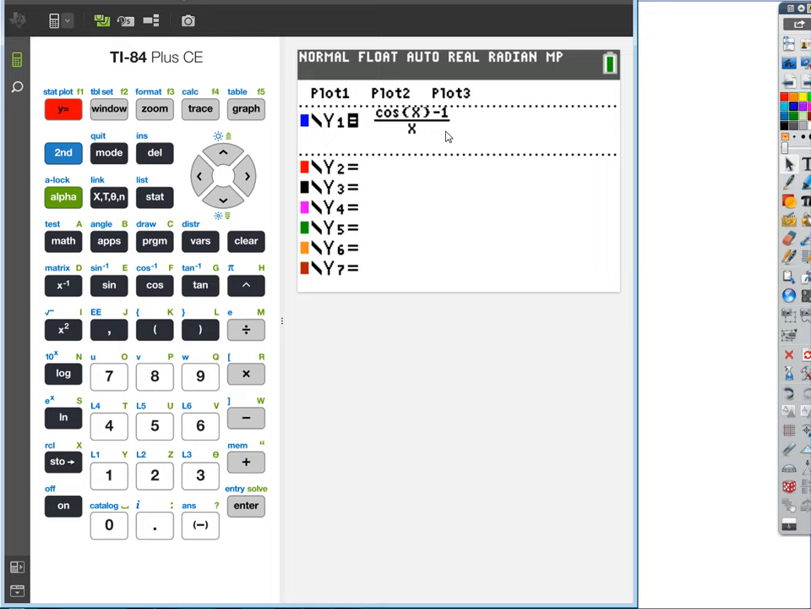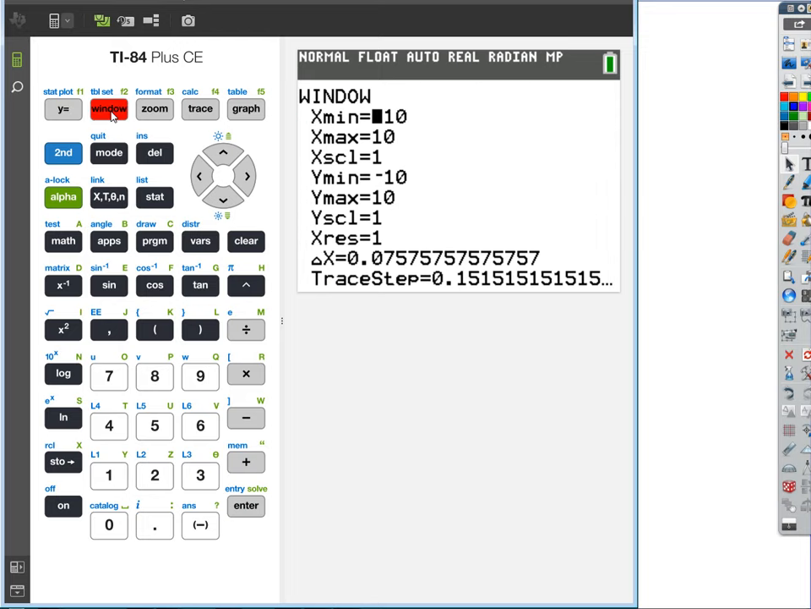So we need to go up to window, right? We want to set the domain of the window here. What do you think we would probably choose for our domain based on that table? Something really small. Yeah, like negative 0.1 to positive 0.1, something like that. So x min negative 0.1, x max positive 0.1.